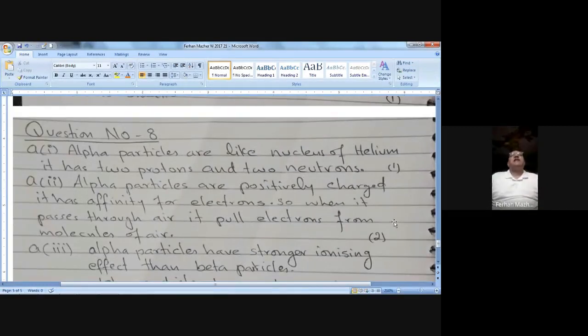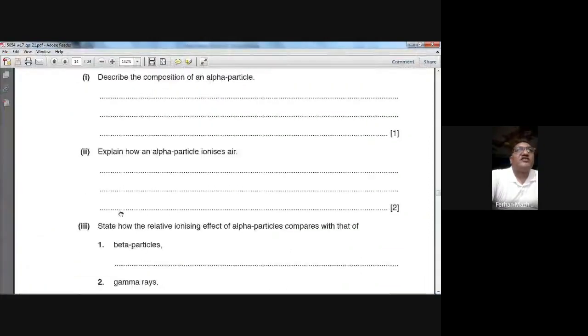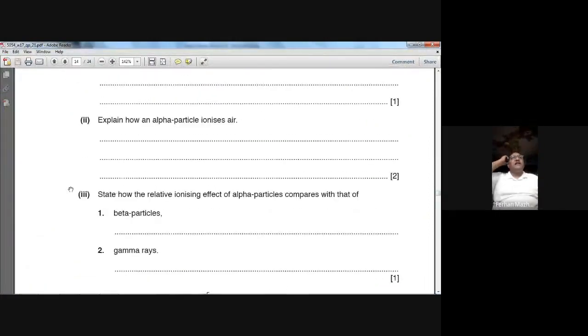Alpha particles are like the nucleus of helium. It has 2 protons and 2 neutrons. It's a 1 mark question. I hope it's clear to you. The next question is, explain how an alpha particle ionizes air.